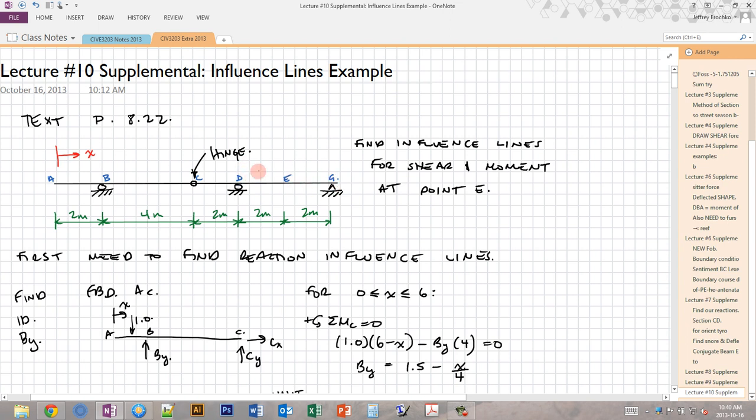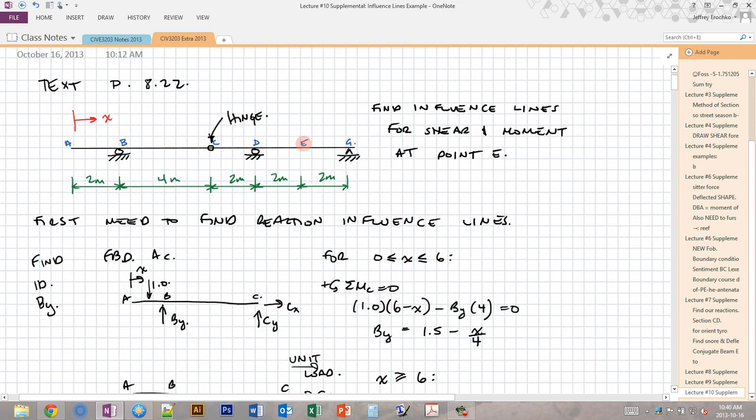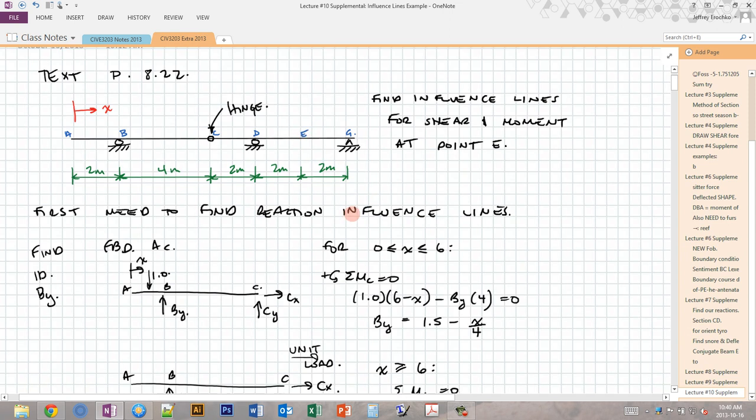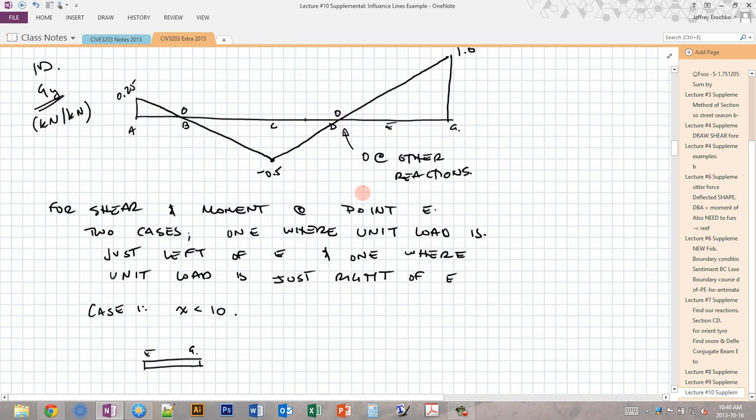As the unit load moves across this beam, at one point it's creating a negative shear at E. So it's pushing down on the left of point E, which creates a negative shear, and then at some point it switches to just the right of point E, and then it's pushing down on the right side, which is a positive shear. So basically our shear switches signs, and it also switches magnitudes as it passes point E. As the unit load passes point E, the shear at E switches sign. So we have to take into account both of those cases.